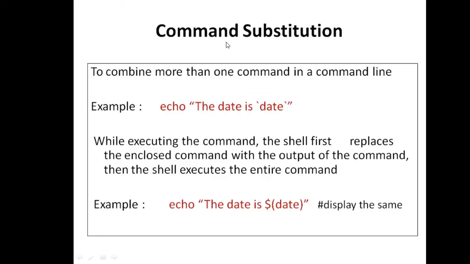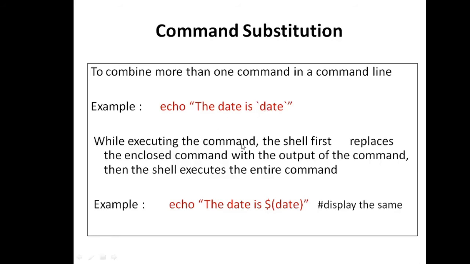Now we'll see the next concept, command substitution. This is to combine more than one command in a command line. I have an echo command, and here I just want to print the current date. Within quotes I give the date is, and then the date is enclosed with backquotes. That means the backquote tells Linux to execute that command and place the output of the command here. So the date command will be executed and the result will be placed here.